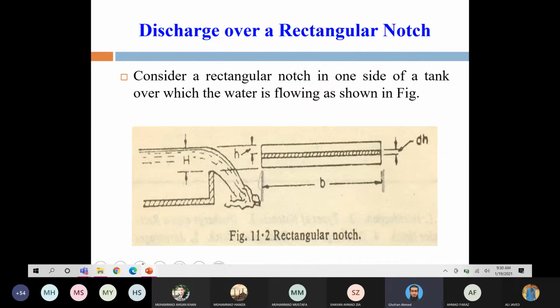So first of all, rectangular notch. Consider a rectangular notch in one side of the tank over which the water is flowing as shown in figure. Here you can see that this is the sill and the water is flowing over it. This height of water has no purpose, so we will ignore this. So the only thing which we are going to measure is this height, h. Okay, so this is the height of water above this sill. So consider a unit strip.